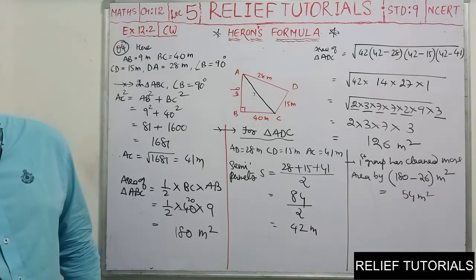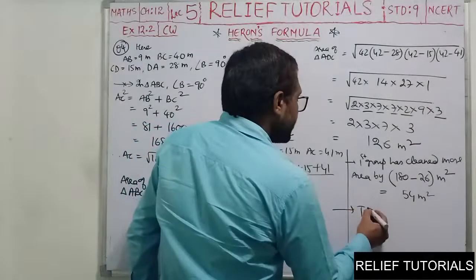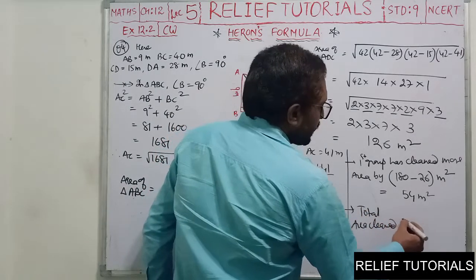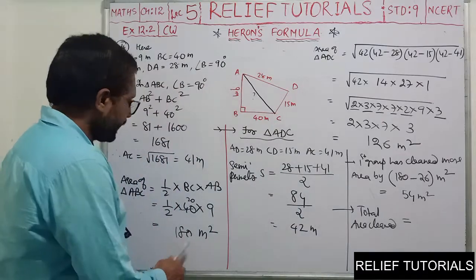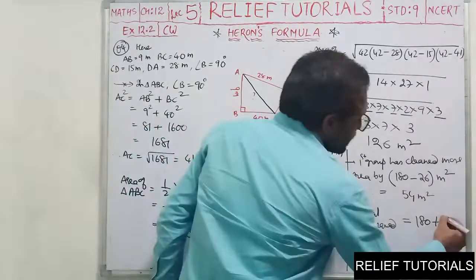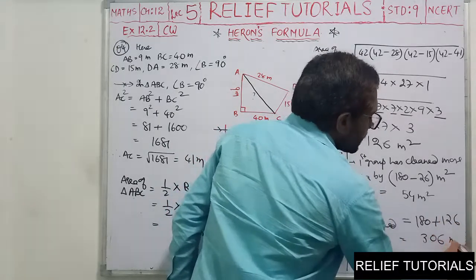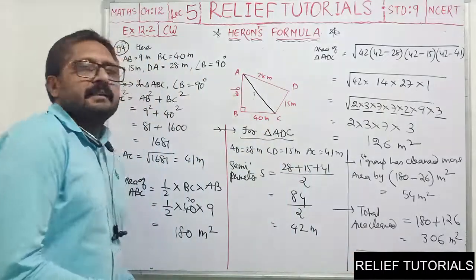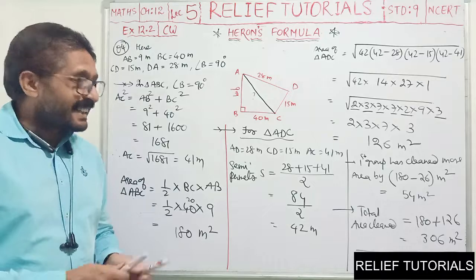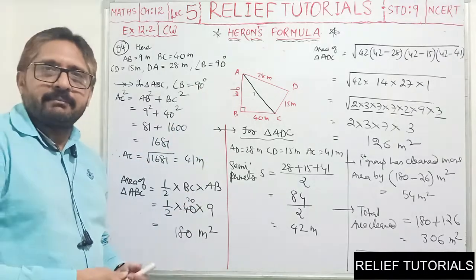And our second question is, find the total area cleaned by the students. Total area cleaned is equal to 180 by the first group plus the second group has cleaned 126, so 306 meter square. This problem is similar to our first problem, but the conditions are different. Values are almost the same.